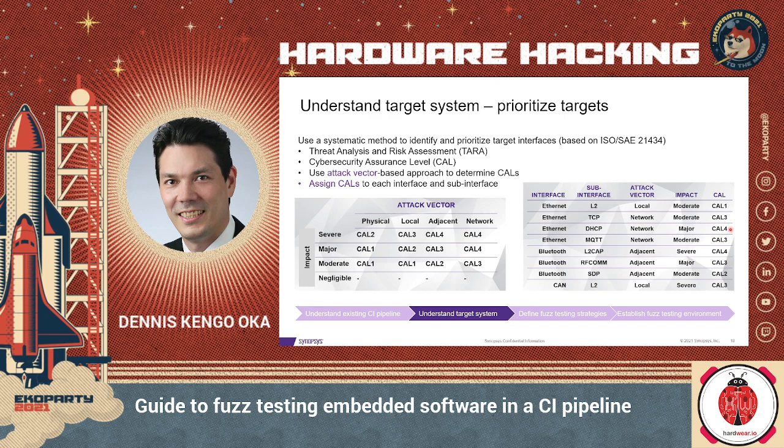On the other hand, for example, Ethernet L2 is local and moderate. We'll look again at our table on the left-hand side. We have local and moderate. We see that this is CAL 1, so we can now assign CAL 1 to that interface. This helps us prioritize all the different targets in our software.